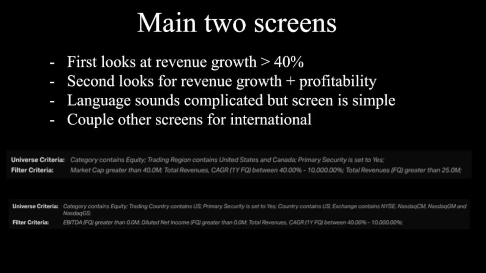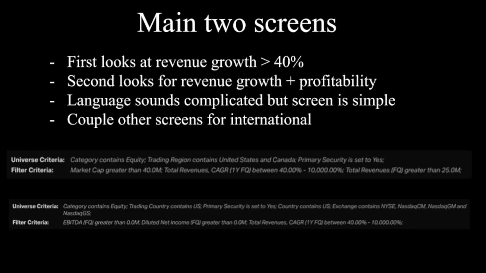The second screen for revenue plus profitability is slightly more restrictive. And for the universe criteria, we have category contains equity. We have trading country contains US, primary security is set to yes, country contains US, and the exchange contains NYSE, NASDAQ CM, NASDAQ GM, and NASDAQ GS. So in plain language, this basically restricts to New York Stock Exchange, NASDAQ, and it's US based. And obviously you can tinker with this to make it international or allow in more if you want.